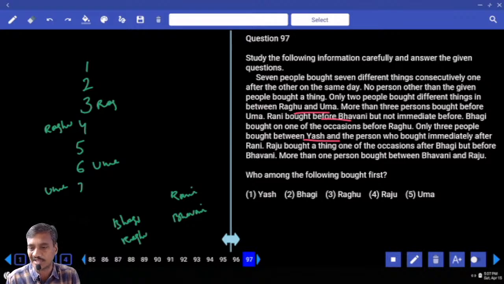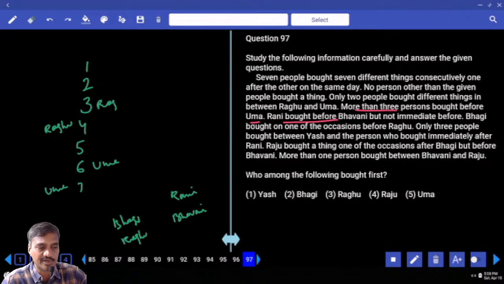Raju bought a thing on one of the occasions after Bhagi. Raju is after Bhagi, but before Bhavani. Before Bhavani, more than one person between Bhavani and Raju. Now, this is the information we have. Next, let's start checking. More than 3 persons before Uma.